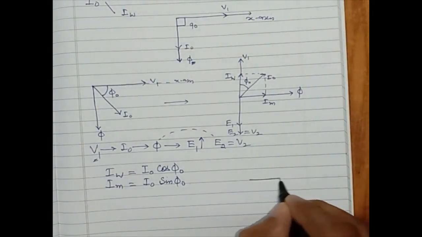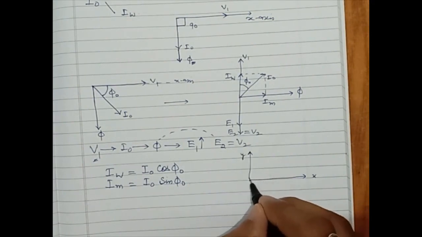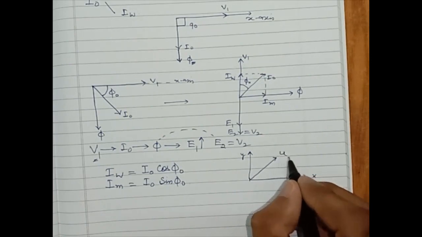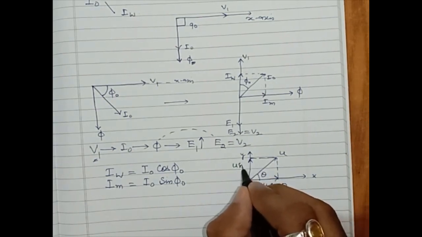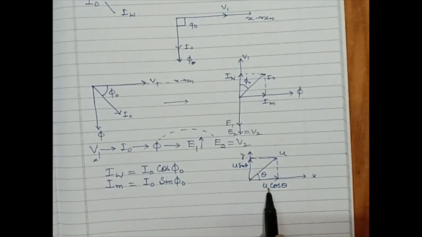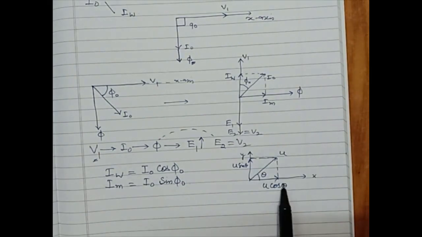Suppose this is the x-axis and this is the y-axis. Suppose there is a vector u making some angle theta with the x-axis. If we resolve it into two components, this is u cos theta and this is u sine theta. Don't confuse the axes. On the x-axis there is the cos theta component, so Iw is on the x-axis, whereas Im is on the y-axis.